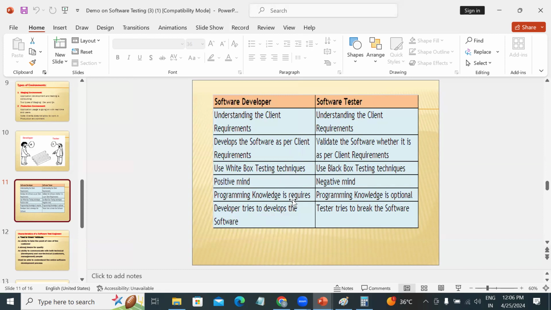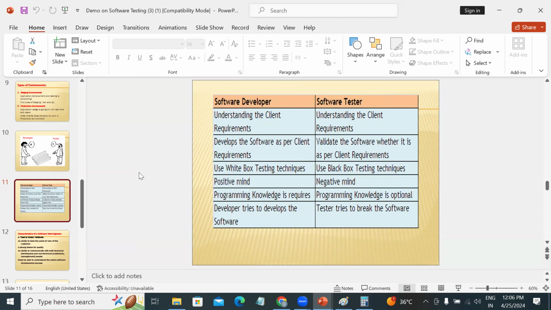Programming knowledge is required here. To whom, sir? Developer. Testers, programming knowledge is optional. If you are working as a manual tester, no programming. But whenever you do automation testing, compulsory programming. Developers try to develop the software. Tester tries to break the software. So developers are proving that it is working. But testers are proving that it is not working. This is the way how we have to work.